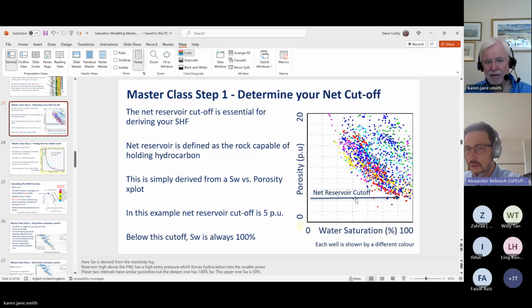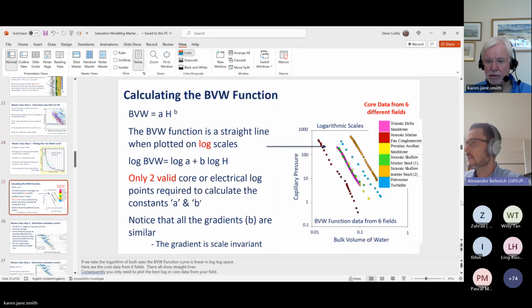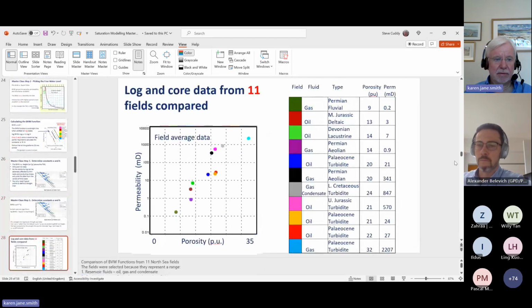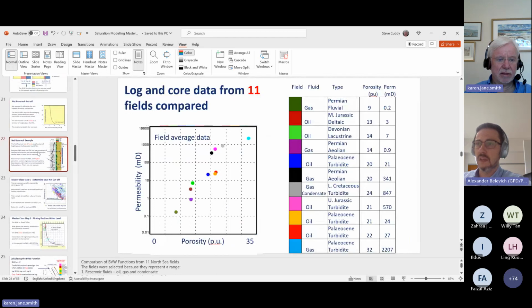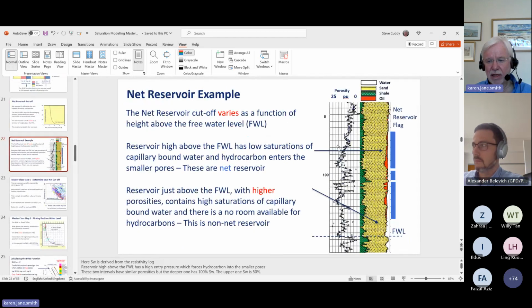So the reason this is non-net is because this rock indeed has high capillary bound water, not because it's a transition zone, right? Say that again. The reason this is non-net is because this is indeed a high capillary water sand, and not because it's a transition zone, because it just happens to be next to the free water level.